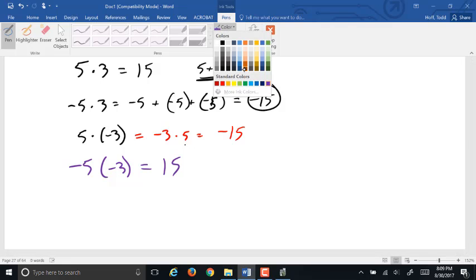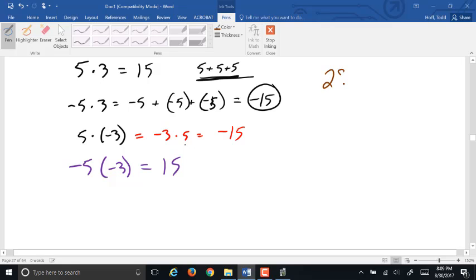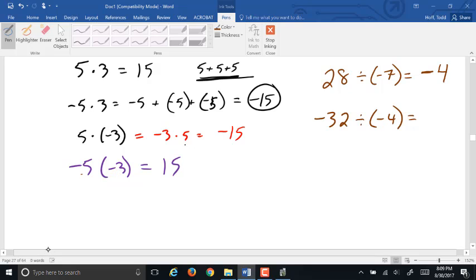If we're dividing, we'll use the same pattern. 28 divided by a negative 7. Well, is that answer going to be positive or negative? Positive divided by negative is negative. What's 28 divided by 7? 4. So it's a negative 4. Negative 32 divided by negative 4. What's my answer going to be, positive or negative? Positive. A negative divided by a negative, just like a negative times a negative, must be a positive. 32 divided by 4 is 8.